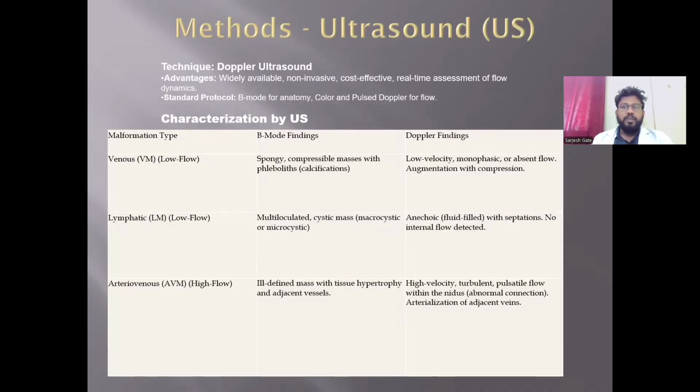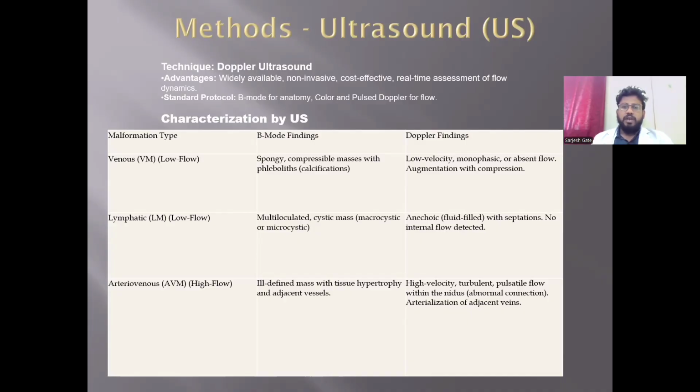Now, for ultrasound, the technique we use is Doppler ultrasound. Advantages of ultrasound are widely available, non-invasive, cost-effective, real-time assessment of flow dynamics. Standard protocol: for anatomy, we use B mode. For flow, we use color and pulse Doppler. Venous malformation shows spongy, compressible masses with calcifications. On Doppler, low velocity, monophasic or absent flow, and there is augmentation with compression.